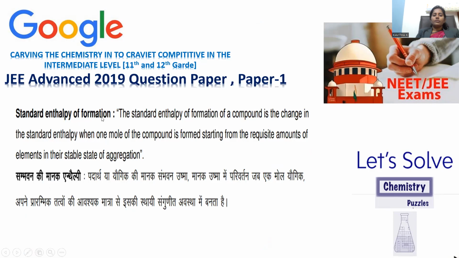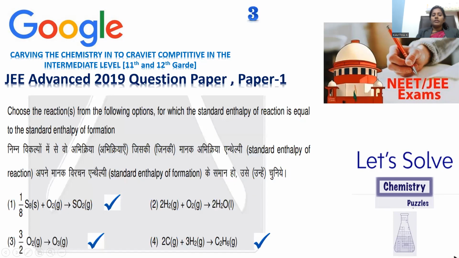So first of all, we have to know what is meant by standard enthalpy of formation. The standard enthalpy of formation of a compound is the change in standard enthalpy when 1 mole of the compound is formed from the requisite amount of elements in their stable state of aggregation, right? 1 mole of compound formation is prominent. In option 1, 1 mole is formed; in option 2, 2 moles are formed, so we can discard option 2.